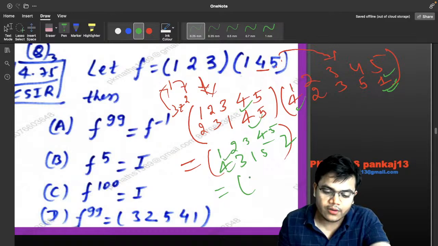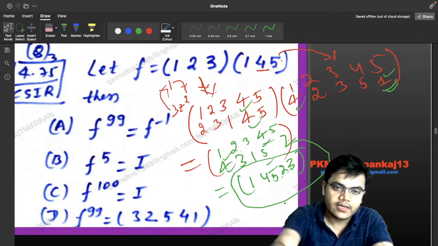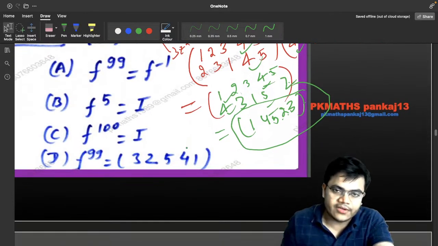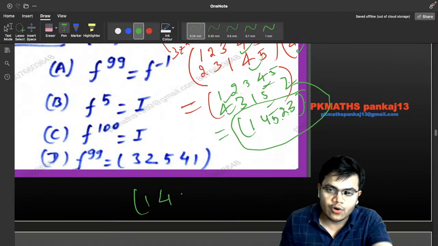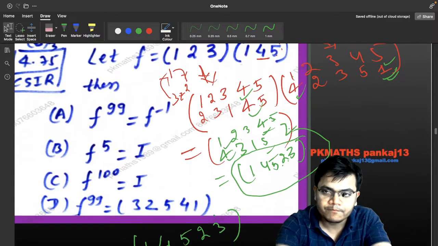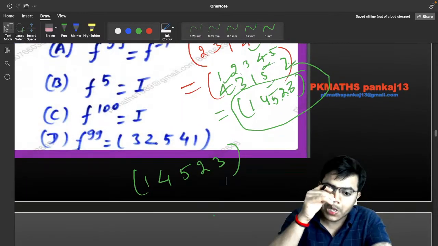1 is coming to 4. Okay, 4 is coming to 5. 5 is coming to 2 and 2 is coming to 3. So this product can be written as this cycle 1, 4, 5, 2, 3. Isn't it fine? The given cycle can be written as 1, 4, 5, 2, 3. This is how we can write.